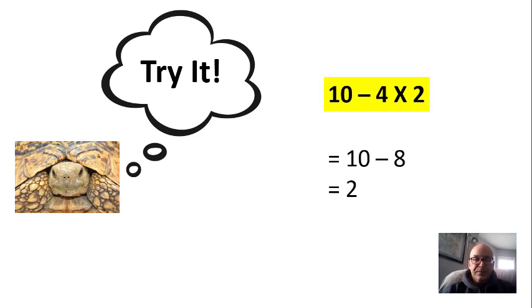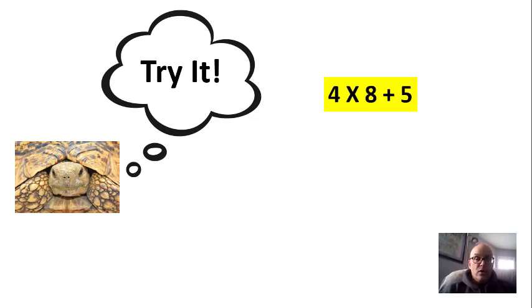Okay, let's see. We do the multiplication first, right? 4 times 2. We turn that into an 8. The other things in the second line, we just copy out. We don't change it. We just copy it down. So it becomes 10 minus 8. And then 10 minus 8 in the third line equals 2.